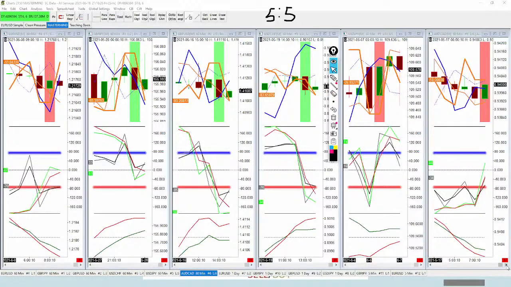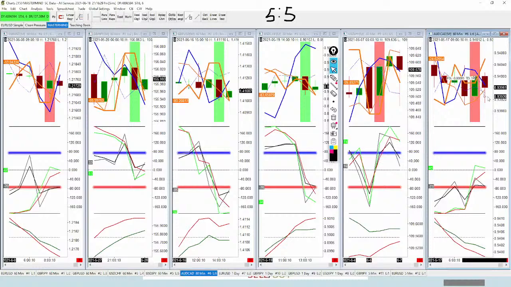And click forward. There we go. That one moved 9.3, drawdown of about 1.2. So that would have been just fine as well. Okay, so that's the trade of the week.